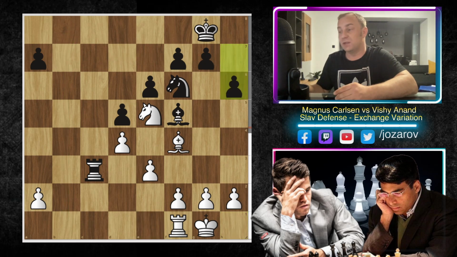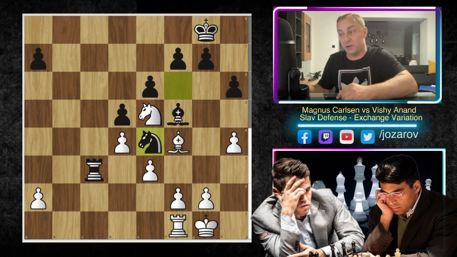So here h6, Vishy creates first some breathing space because there are always also some back rank checkmate threats, maybe with the move rook to b8. Here in the continuation we have h4 by Magnus, now knight to e4, again cementing the knight on a very nice square. Both knights are very active now.